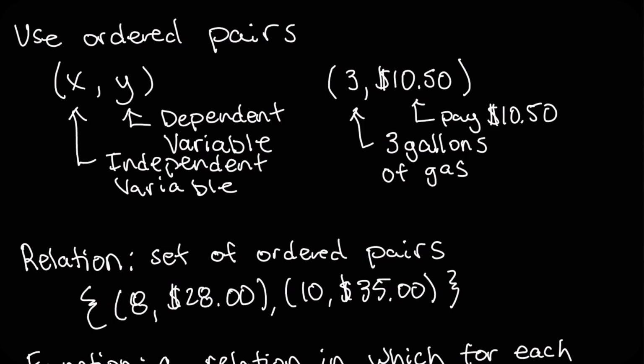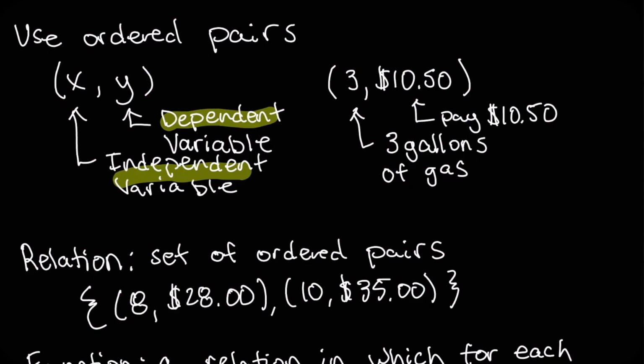We'll be taking a look at functions. So we have this thing called an ordered pair where we have the x and the y. Our x is going to be our independent variable, and then our y is going to be our dependent variable. An example of this would be (3, 10.50), where we have 3 gallons of gas resulting in $10.50 for the amount that we need to pay.